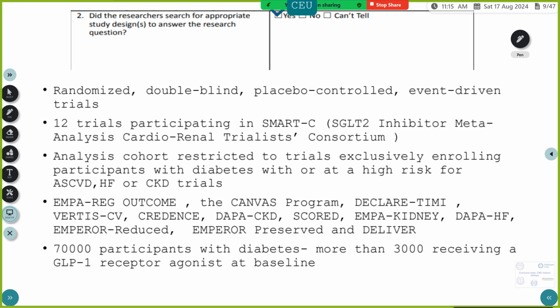These were the individual 12 trials, and totally there were 70,000 patients with diabetes and around 3,000 were receiving a GLP1 receptor agonist at baseline. The rest did not have GLP1 agonists. So there is a difference. Among 70,000, only 3,000 had GLP1 agonist use, while the rest were not using a GLP1 agonist.